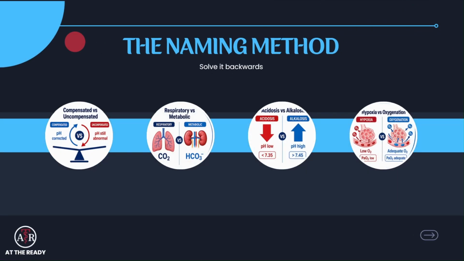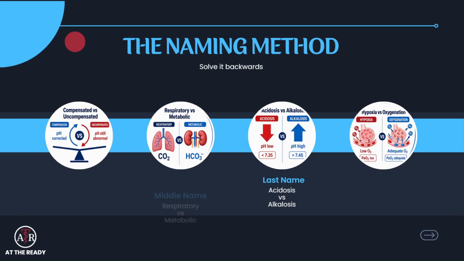So let's go over the naming method. Even though we're calling it a first, middle, and last name technique, you actually solve it backwards so you can name it forward. So first, let's find the last name. Look at the pH. If the pH is less than 7.35, the last name is acidosis. If the pH is greater than 7.45, the last name is alkalosis.